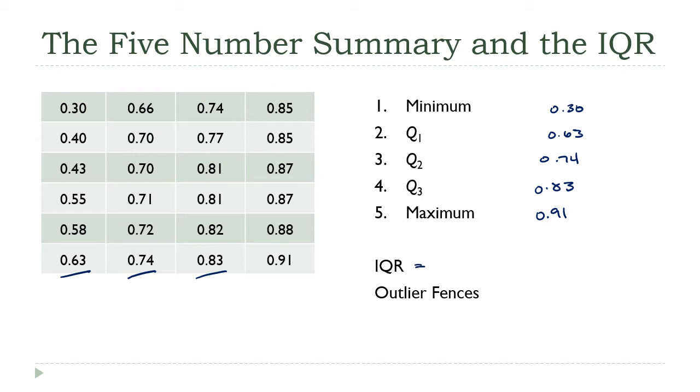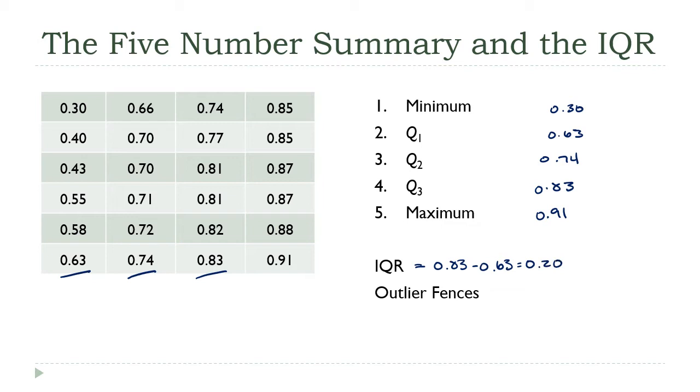So now I'm also going to need the IQR and these outlier fences. That's if you watched the last lecture on outliers. The outlier fences, that's the median plus 1.5 times the IQR, and the median minus 1.5 times the IQR, that we found to determine where we might have outliers. So let's do this here. The IQR is Q3 minus Q1. So that's 0.83 minus 0.63, which is 0.2.